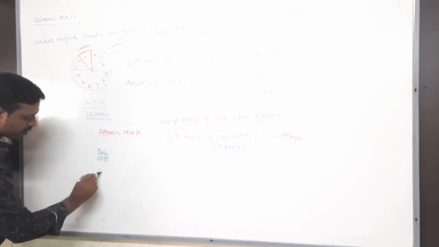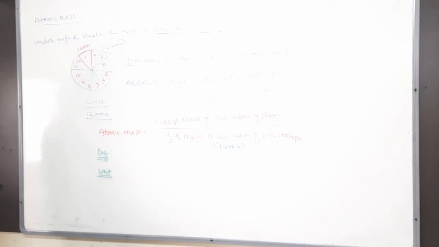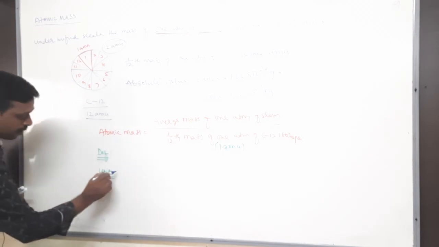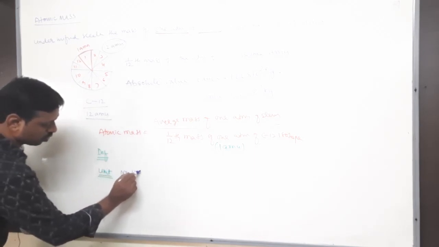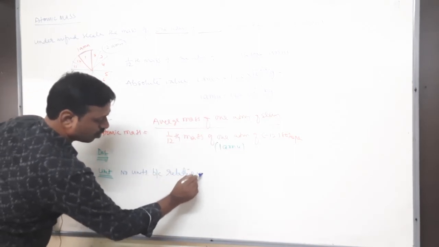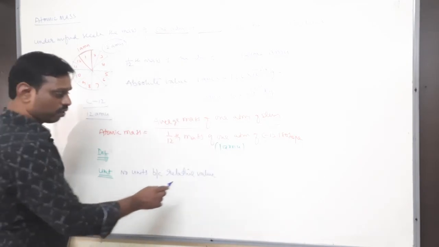Next, what is the unit? Tell me, what is the unit of atomic mass? See, atomic mass has no units because it is a comparison value. We are comparing with 1 AMU. So since it is a comparison value or relative value, it has no unit. Important: it has no units because it is a relative value or comparison value. So what is the meaning of relative value, comparison value? How does it come, relative or comparison?